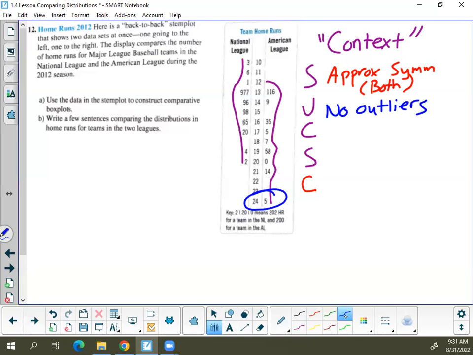We could look at the center of this data, and I would say that the center of the National League data, and we're going to want to talk about mean here because we have approximately symmetric data. The mean is around, I would say, somewhere in here. So maybe 140 home runs. So in the National League, 140. And the mean in the American League is going to be a little bit higher, maybe somewhere in here, 180. So we can say the mean in the American League is higher.